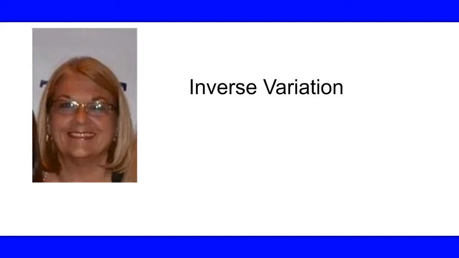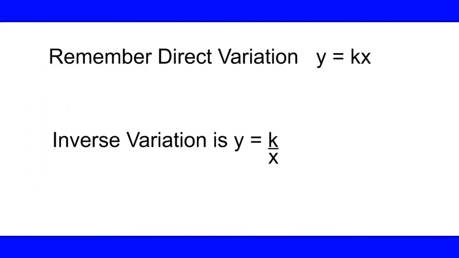We're going to talk today about inverse variation. To do that, we're going to go back and remember what direct variation was. Direct variation was something that could be written in this format right here. Okay? We also said that you could find the k, the constant of the variation, by taking every y value, dividing it by the associated x value, and that would give you the same number over and over again.